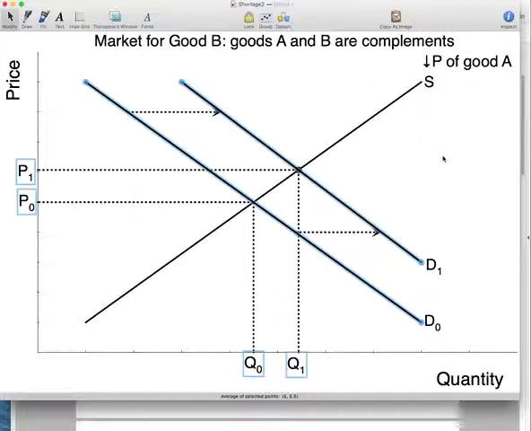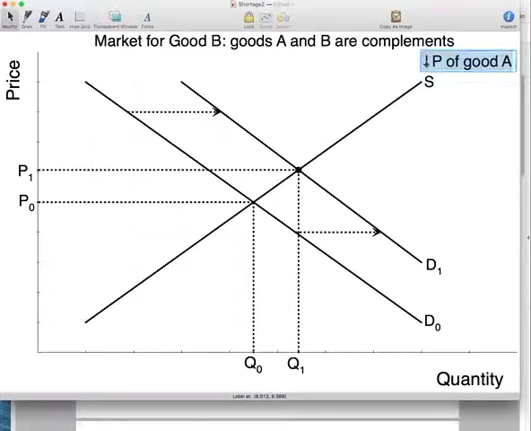So make sure you're aware of that in a scenario where we have an increase in the price of A and there are substitutes, the demand curve shifts to the right, and it looks identical to if there's a decrease in the price and they are complements of one another. So make sure you're aware of that graphically they look exactly the same.